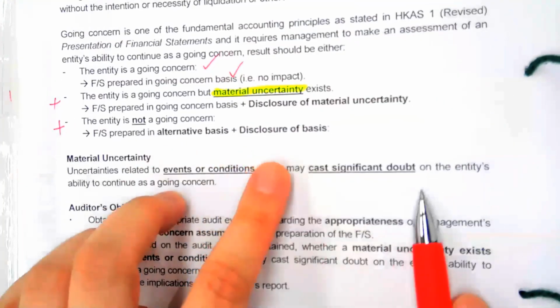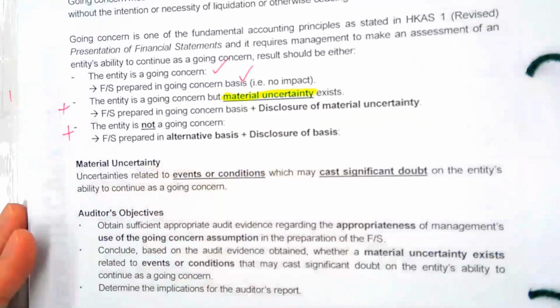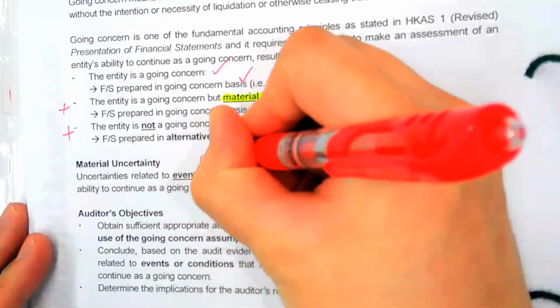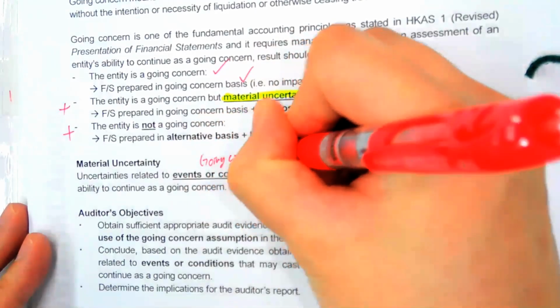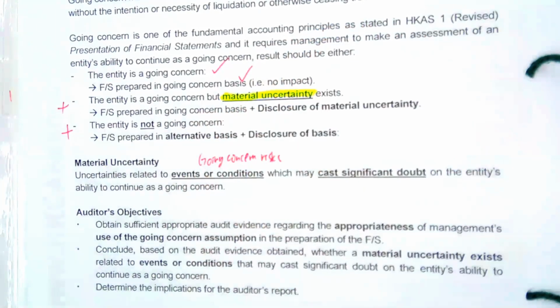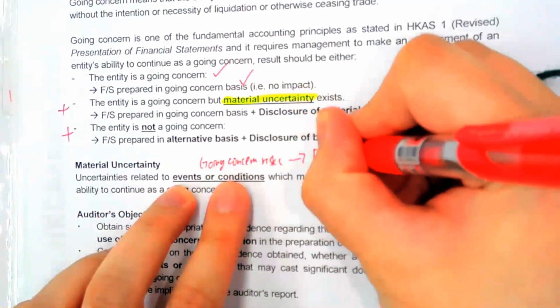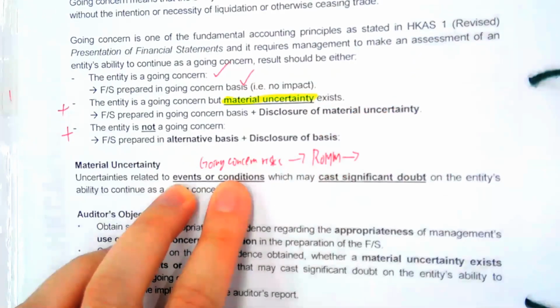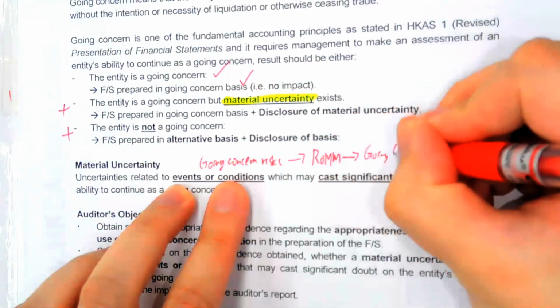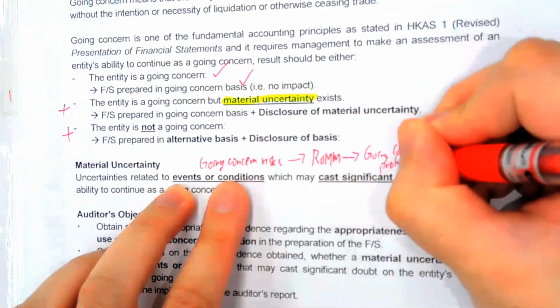An event or condition that casts significant doubt. I call this going concern risk. Remember, in the topic of fraud, we learned about something called fraud risk factors, something that will lead to risk of material misstatement due to fraud. Same concept under going concern. I call it going concern risk because there is a risk of material misstatement that leads to a going concern problem. I generally call it a going concern problem.